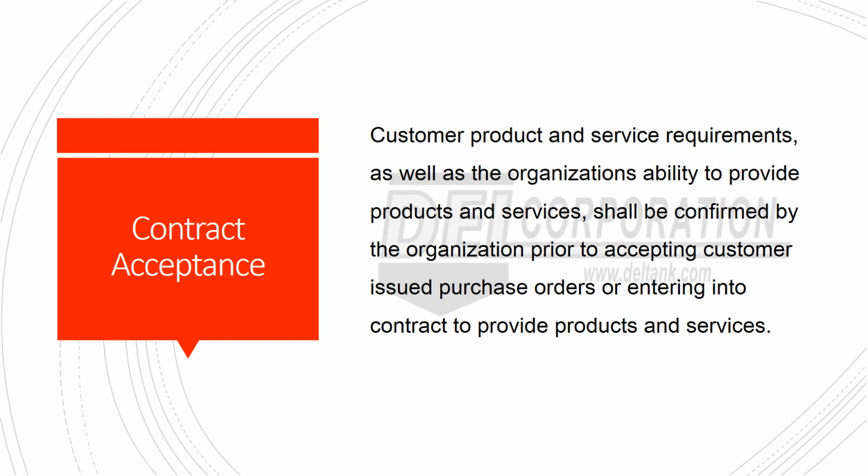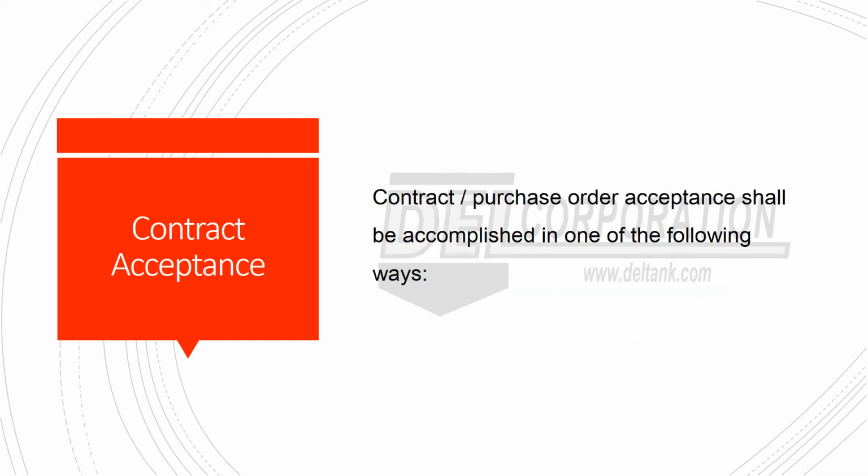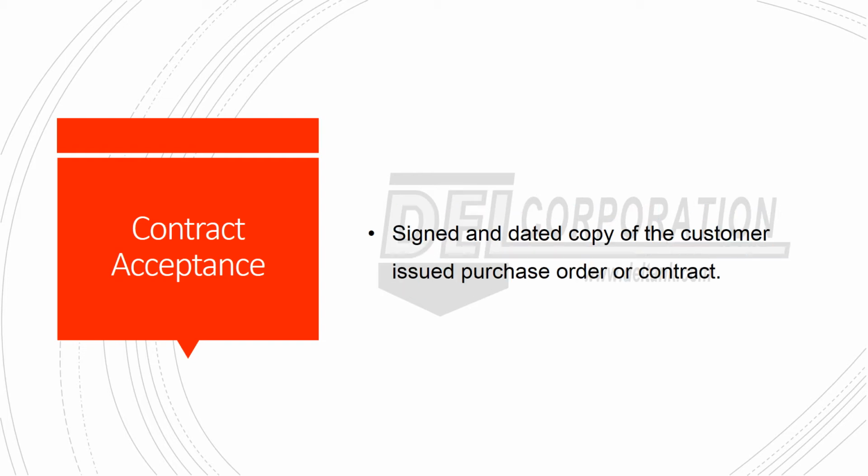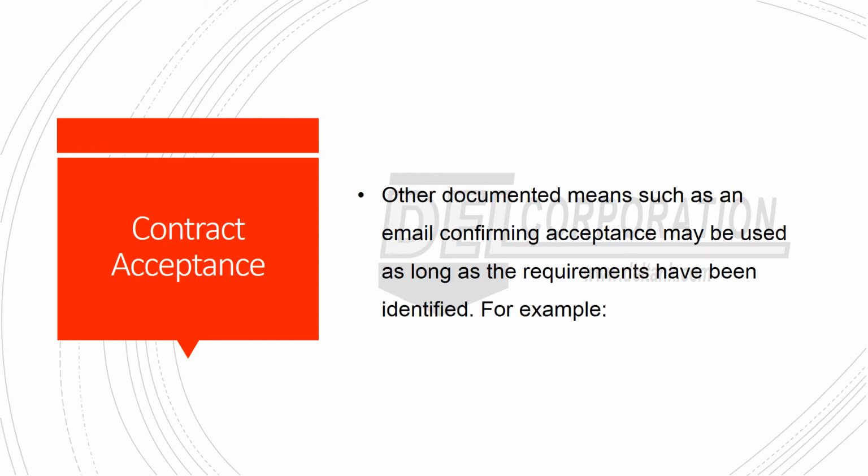Customer product and service requirements, as well as the organization's ability to provide products and services, shall be confirmed by the organization prior to accepting customer-issued purchase orders or entering into a contract to provide products and services. Contract or purchase order acceptance shall be accomplished in one of the following ways. Completion of QMF 5.1-001, Review of Requirements, Contract or Purchase Order Acceptance. Signed and dated copy of the customer-issued purchase order or contract. Other documented means, such as an email confirming acceptance, may be used as long as the requirements have been identified.